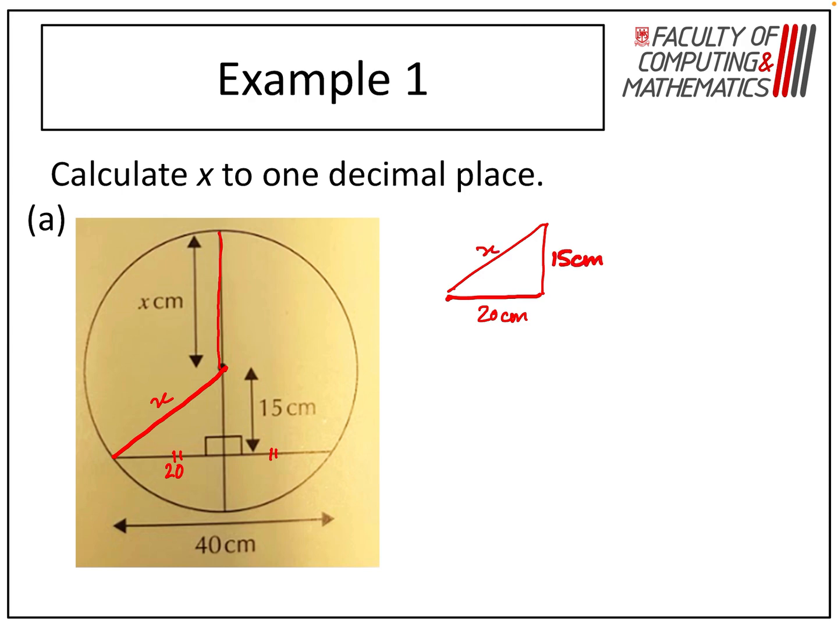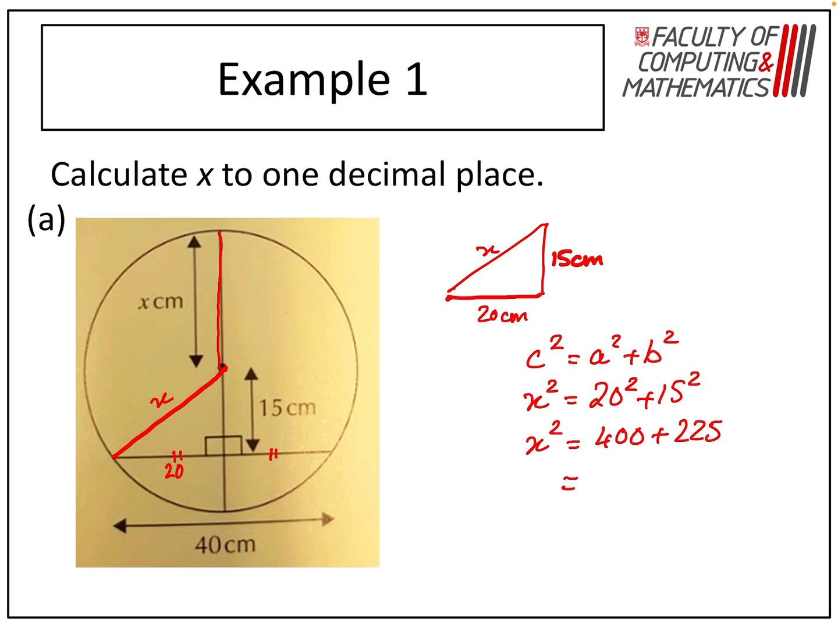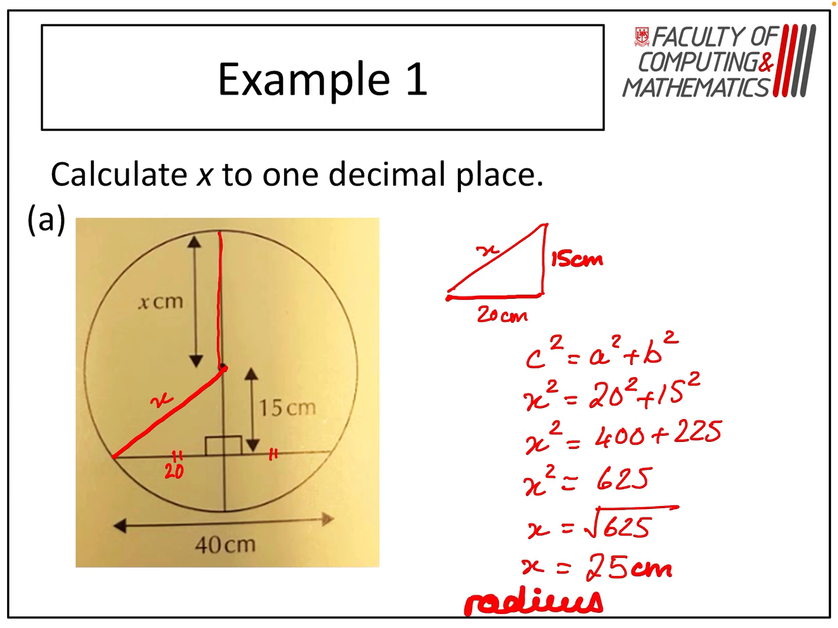So I'm going to use Pythagoras' theorem. So c squared is equal to a squared plus b squared. Substitute in your values. x squared is equal to 20 squared plus 15 squared. Square them out, so 20 squared is 400, 15 squared, 225. Add the two of them together and take the square root, which means my radius is 25 centimetres.